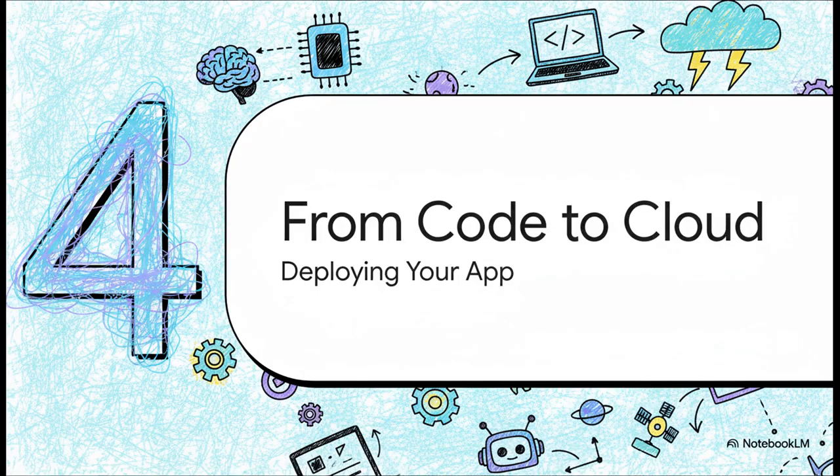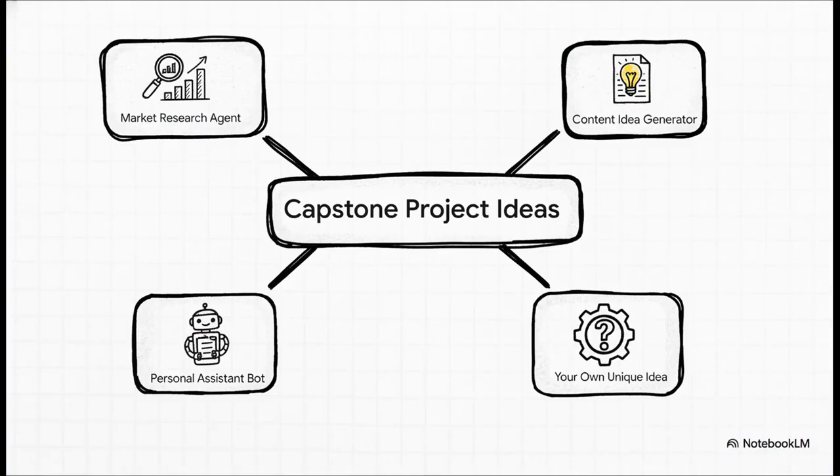So you've got the concepts down, you know how to control the AI's output. Now it's time for the final amazing piece, turning your local code into a live application that anyone, anywhere in the world can use. This all comes together in what's called a capstone project. And these aren't just little exercises. They are practical, useful tools.